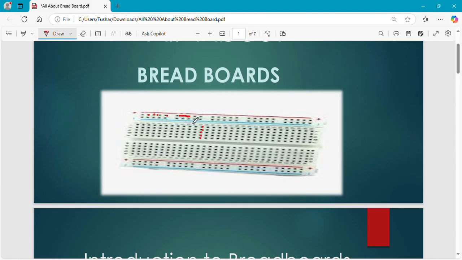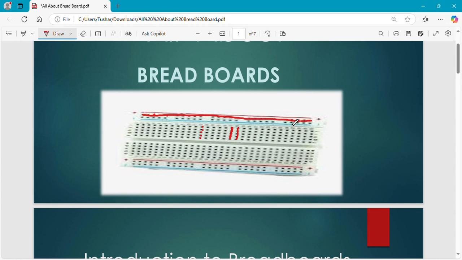Now, if we talk about these vertical holes and horizontal holes, they are connected to each other. The vertical holes are connected with each other. Like you can see here, one, two, three, four, five. So these five holes are connected to each other, and this whole line, from this side to this side, is connected to each other here.